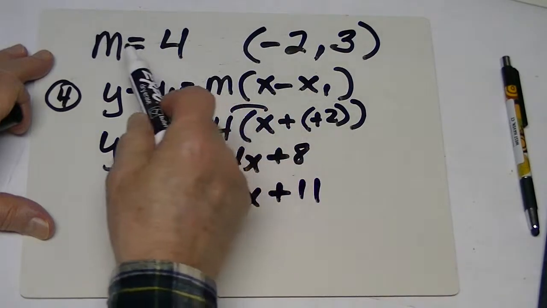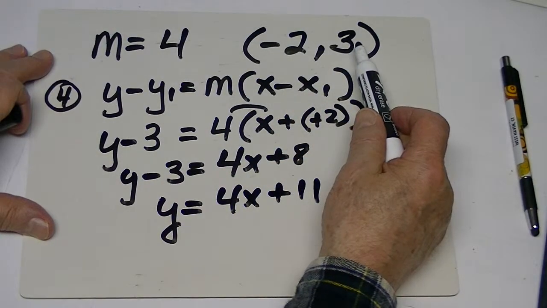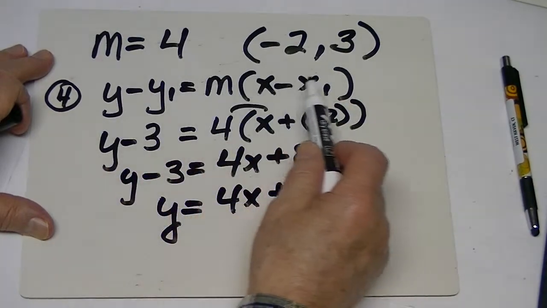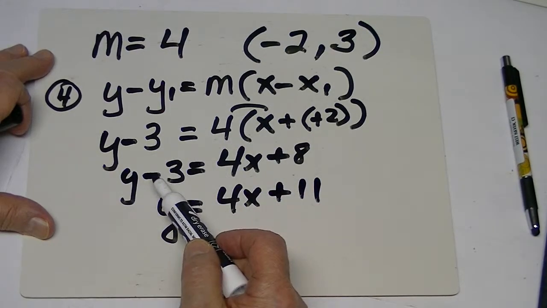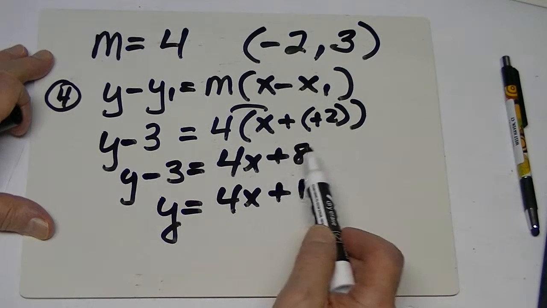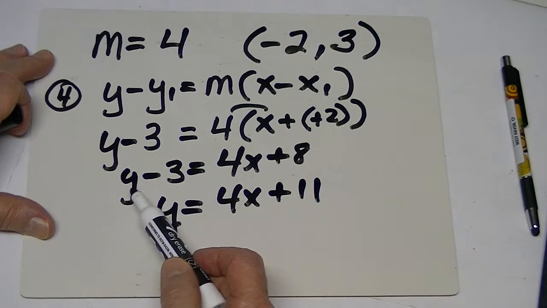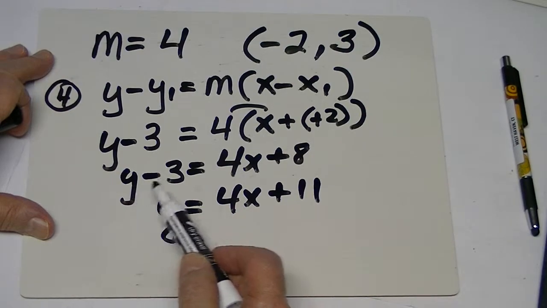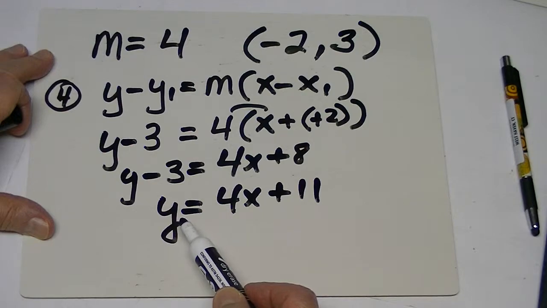So we've gone from having the slope and one point, using the point slope form, substituting, and then clearing parentheses, getting the start of a y slope-intercept form of an equation, which we solve for y.